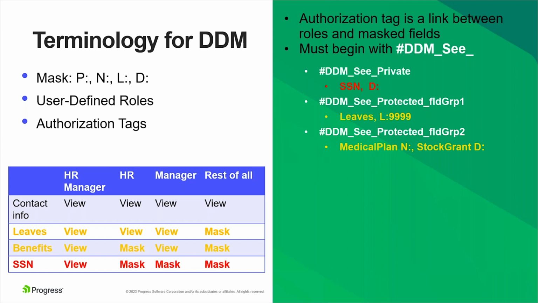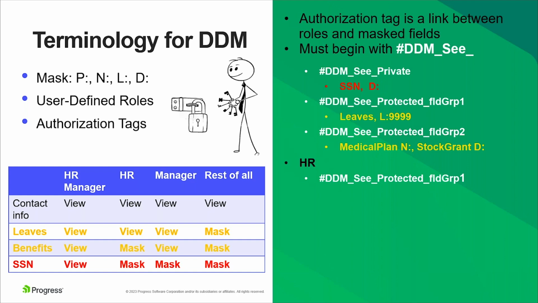Now, once you apply a mask to this field, the field is locked. So who can access this field? You need to give keys to this lock to that role. Metaphorically, authorization tags are keys that allow users to see the unmasked data. In our example, to the HR role, we are assigning the tag DDMC protected field group 1. So any user who has the HR role will be able to see fields that are marked with the tag DDMC protected field group 1.